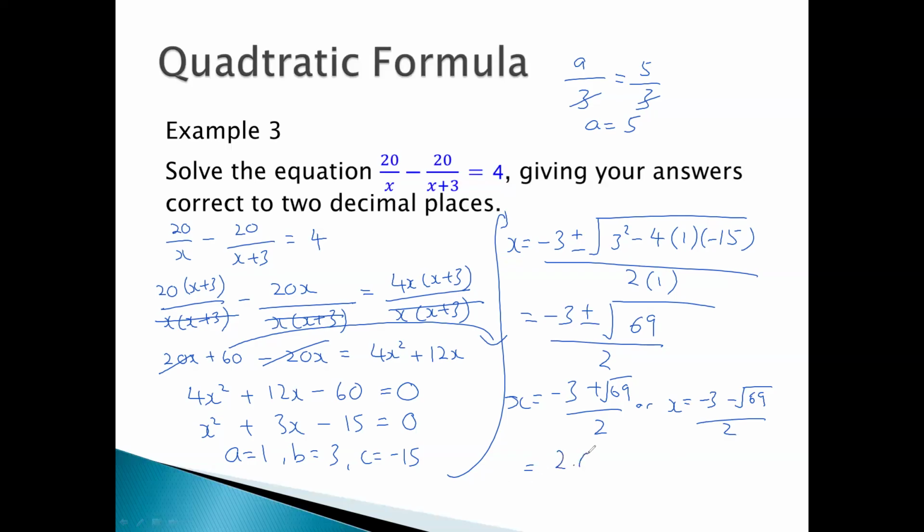2.65 to 2 decimal places, or minus 5.65. So it's a very tedious process, but not difficult if you have a good foundation in algebraic manipulation from Sec 2. All right. So let's move on.